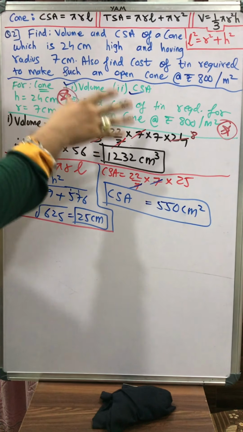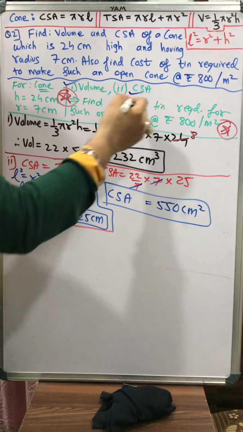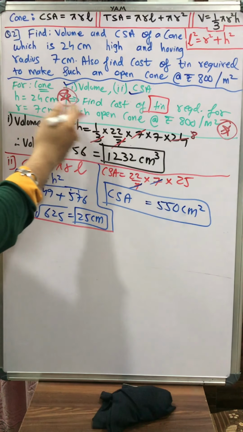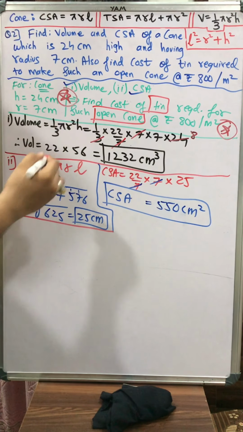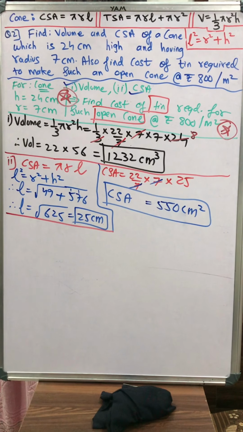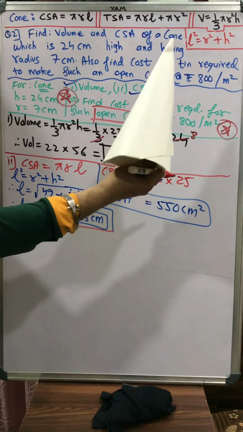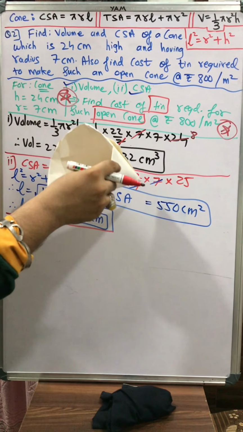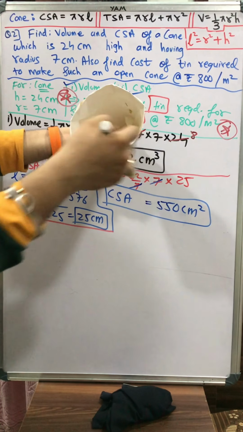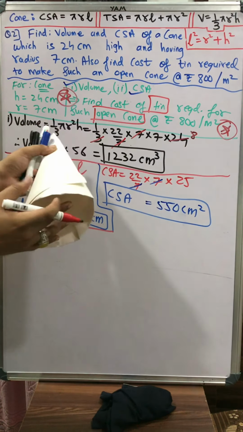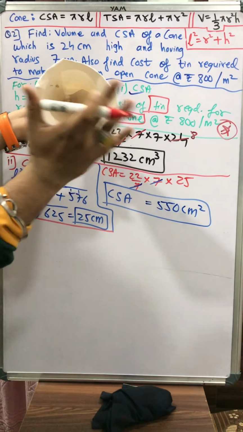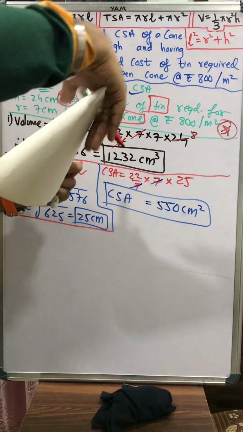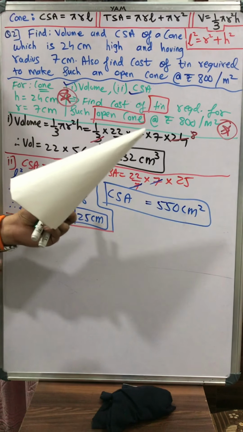So we are making this cone with the help of tin, for such an open cone. Open cone means what? Students, this is our open cone. Here the base is hollow. We don't have any base over here. That means the tin will not be used for the base. Tin will just be used for the curved surface part. Understanding?